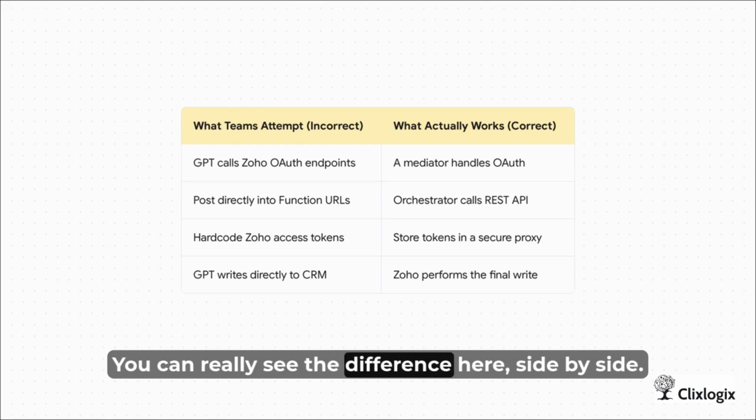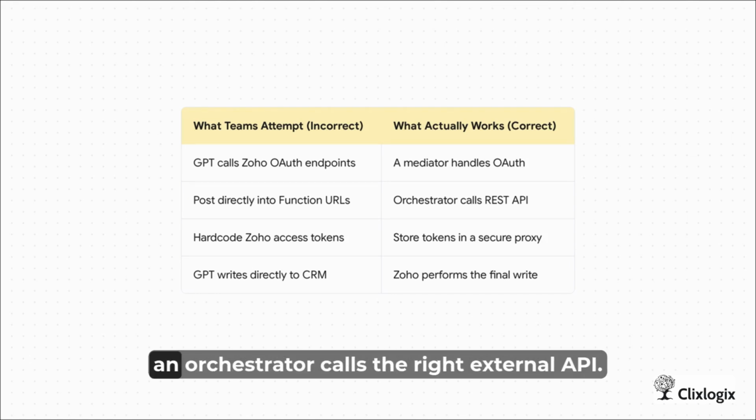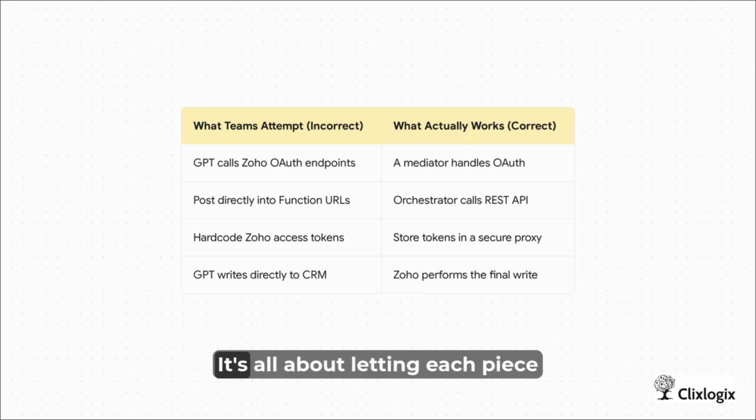You can really see the difference here, side by side. Instead of GPT fumbling with OAuth, a proper mediator handles it. Instead of hitting the wrong internal URLs, an orchestrator calls the right external API. And instead of letting GPT write to the CRM, Zoho always does the final validated write. It's all about letting each piece do the job it was actually designed for.